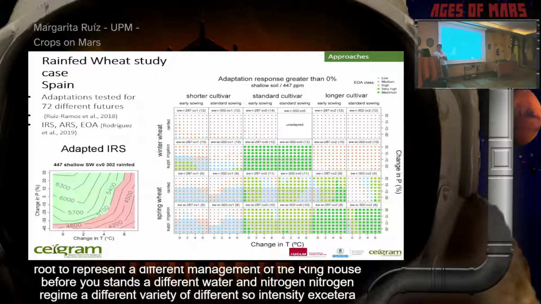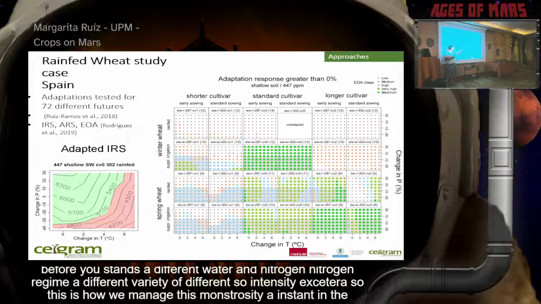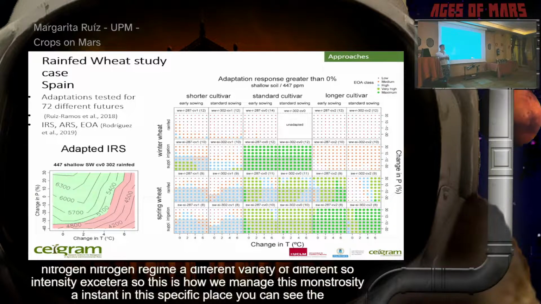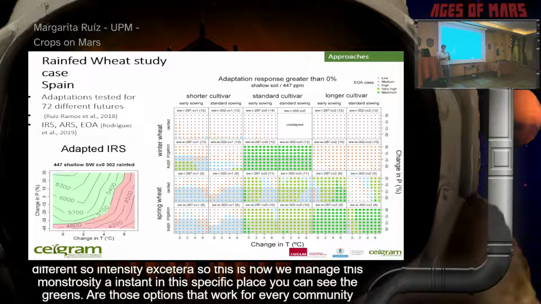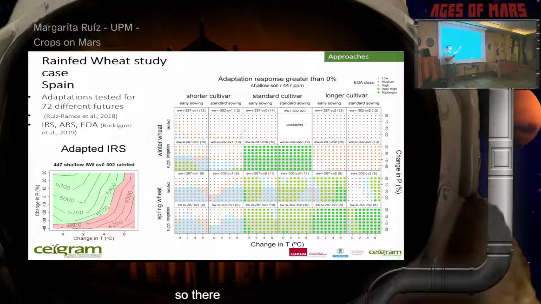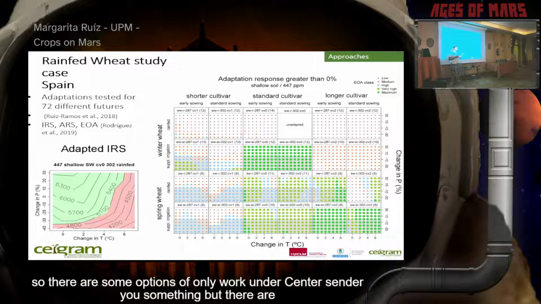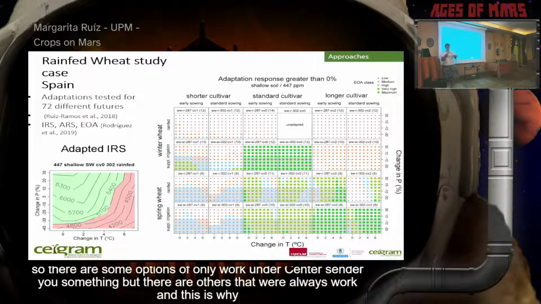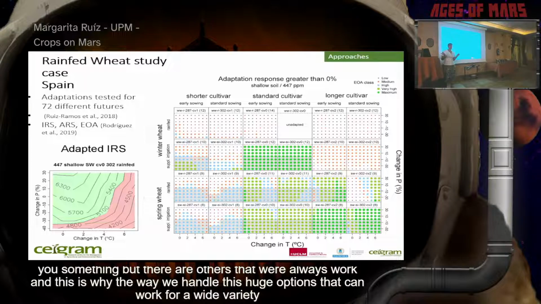So this is how we manage this uncertainty. For instance, in this specific plot, you can see the green dots are those options that work for every combination. So green is the options that are more valid. There are some options that only work under certain circumstances, but there are others that always work. And this is the way we handle this huge uncertainty and look for options that can work for a wide variety of unknown conditions.